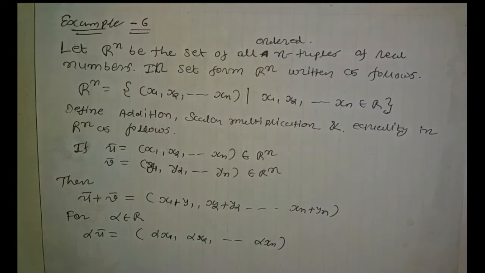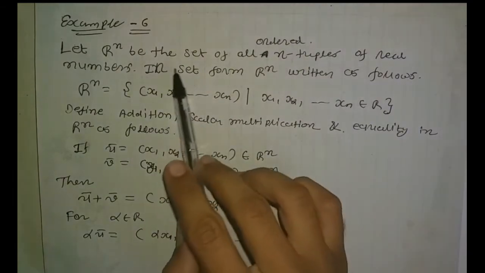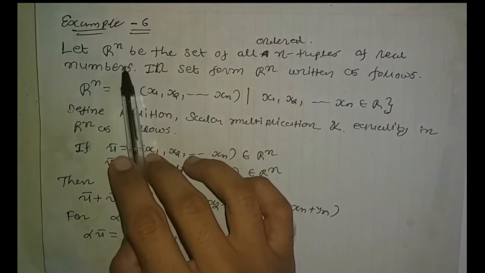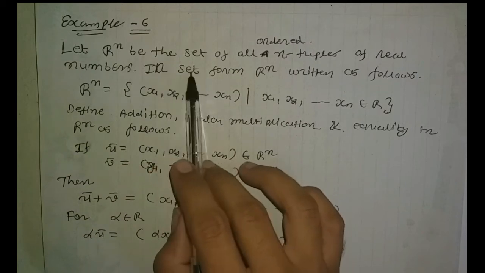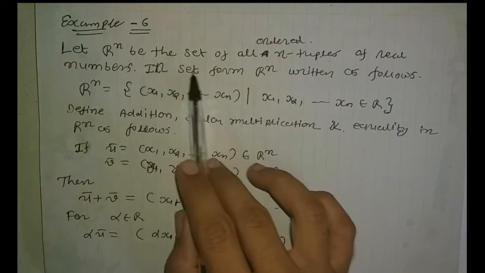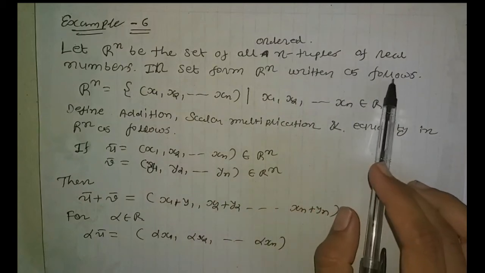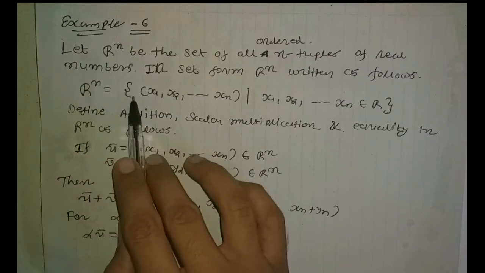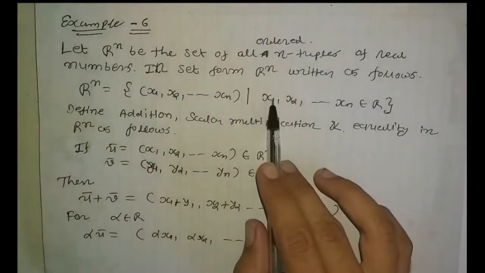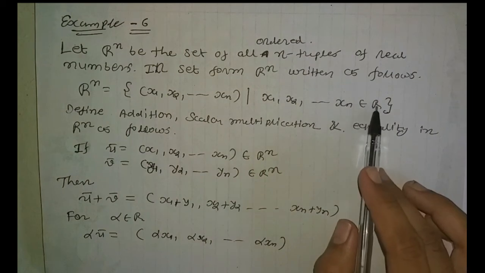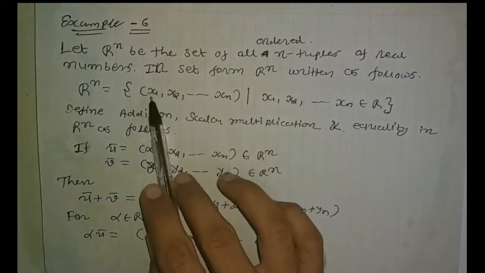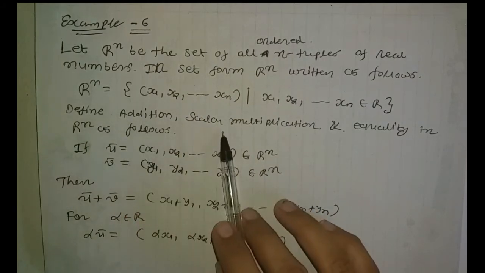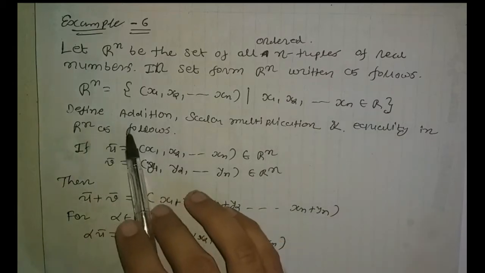Now example number 6. Let Rn be the set of all ordered n-tuples of real numbers. Rn is equal to the set of all ordered n-tuples (x1, x2, up to xn) where each xi belongs to R. Now this n-tuple is also called an n-vector. So define addition, scalar multiplication and equality in Rn as follows.